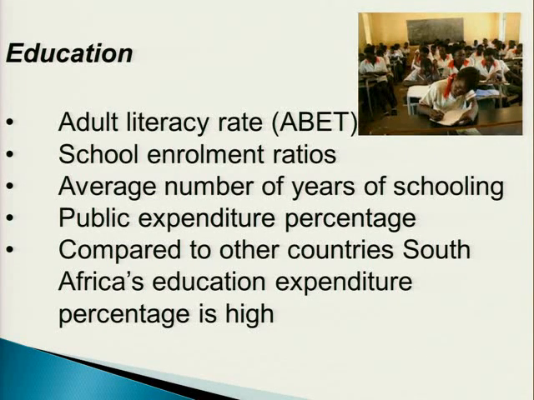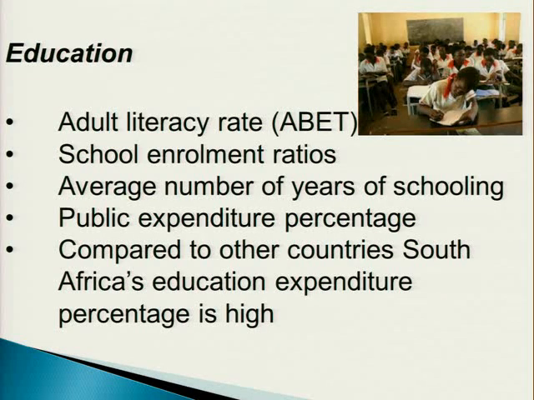As I just said to you, the country is spending about 20% of its budget on education. Therefore, it is very important that everybody who can go to school must go to school. What is important here is the average number of years that people are in school. We must make sure that people are not leaving school before they get their matric.